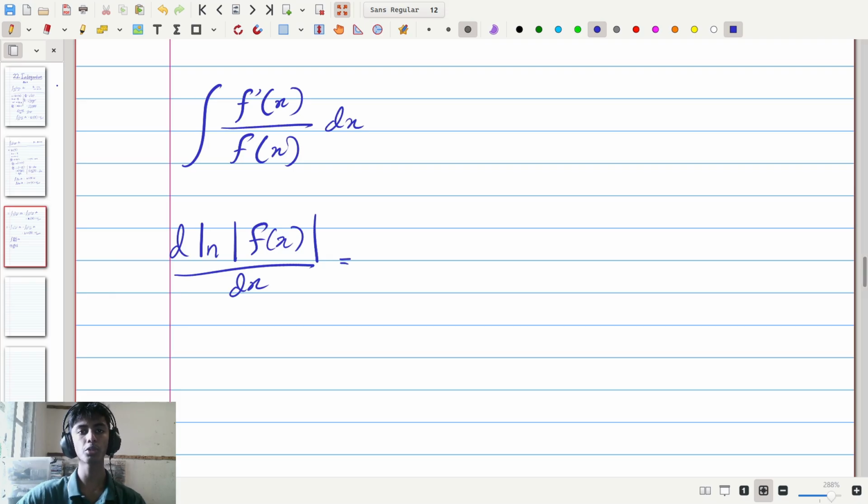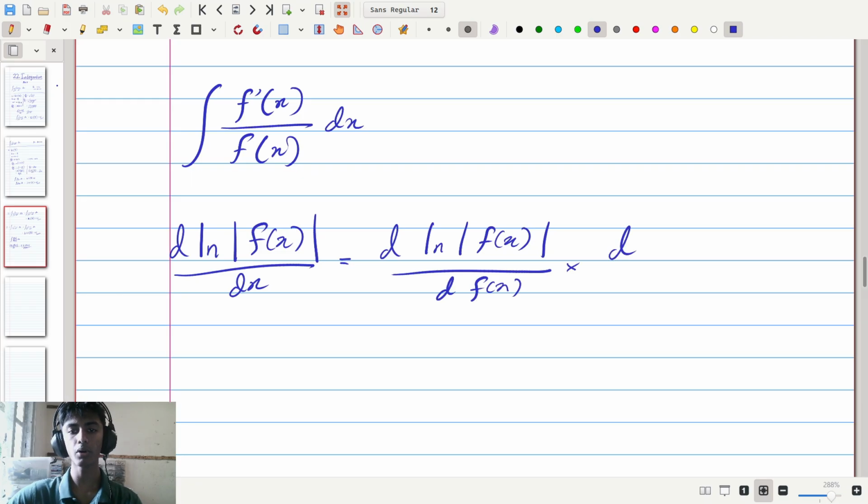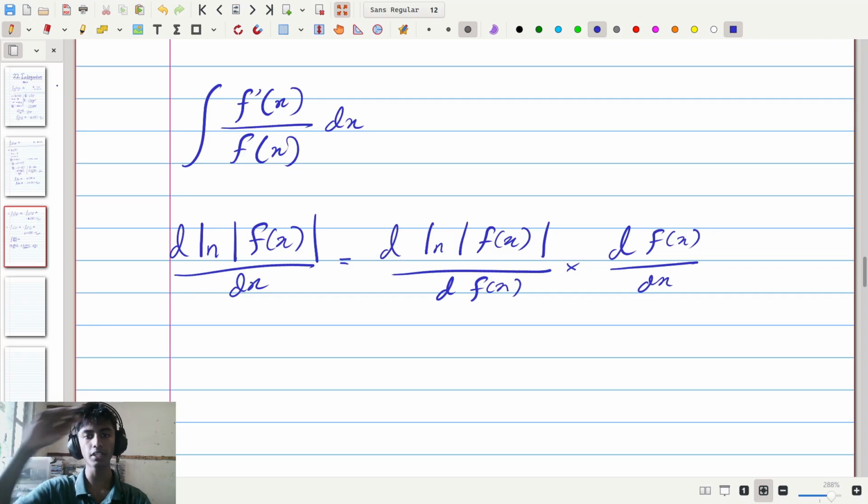So instead, what we need to do is use the chain rule and write this as the derivative of the natural logarithm of the absolute value of f of x, taken first with respect to f of x, and then multiplied by the derivative of f of x taken with respect to x. If you don't remember the chain rule, check this video in the top right here.